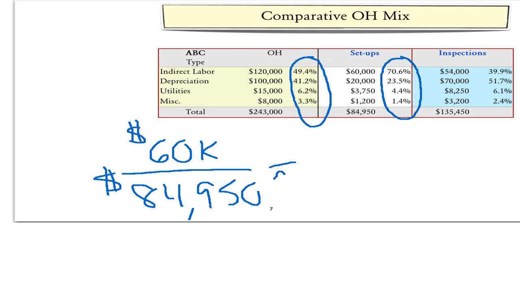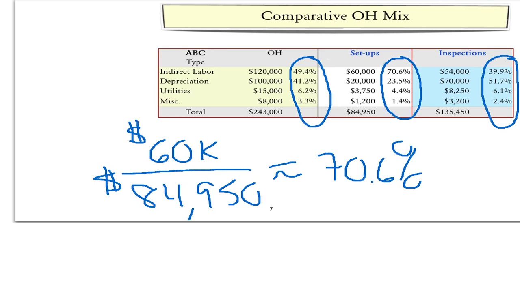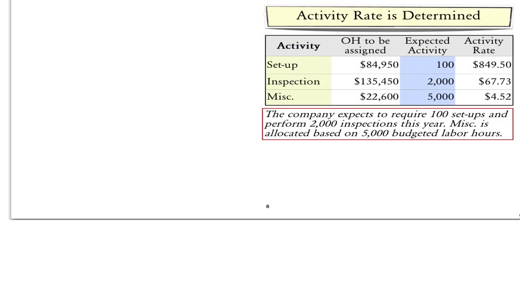And that's equal to approximately 70.6%. And we can also look at inspections and see that it has a different mix for the use of overhead resources as well. Having determined how much overhead should be assigned to each of the activities, so that would be $84,950 to set up, $135,450 to inspection, and $22,600 to miscellaneous charges, we now need to figure out how to assign those costs to jobs.